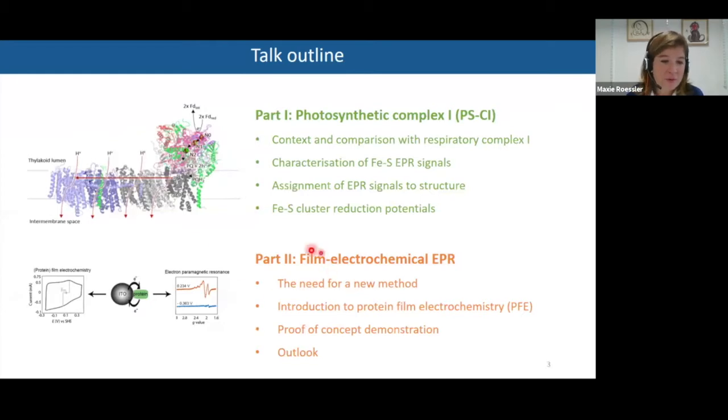And then the second part will be about film electrochemical EPR, and I hope to convince you why we need a new method and what we've done in terms of demonstrating proof of concept and a little bit of an outlook as to where we are with this right now.